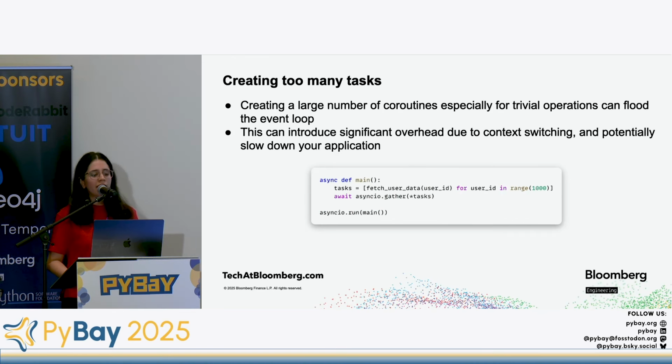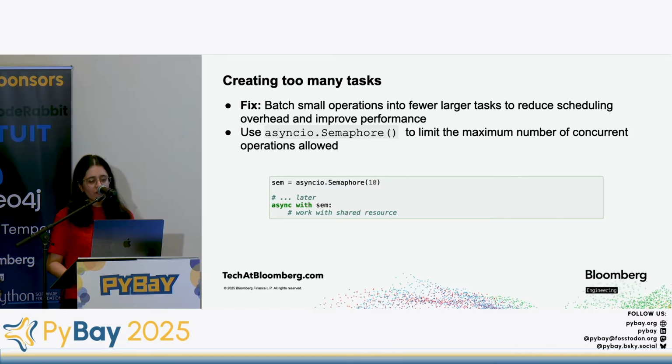The next mistake is creating too many tasks. Creating a large number of coroutines, especially for trivial operations, can flood the event loop. This can introduce significant overhead due to context switching and potentially slow down your application. A fix for this could be to batch smaller operations into fewer larger tasks to reduce scheduling overhead and improve performance. Or you could also use a counting semaphore, using asyncio.Semaphore to limit the maximum number of concurrent operations allowed. You could use a context manager to work with this shared resource.